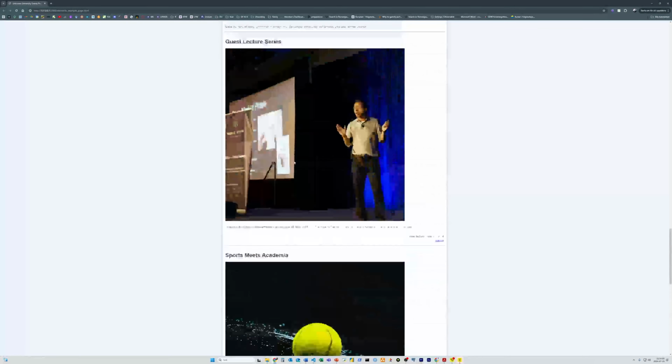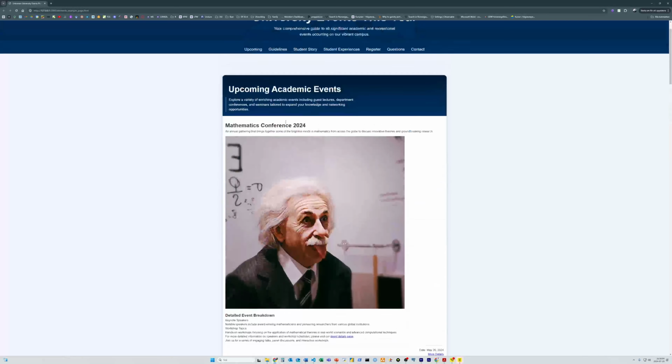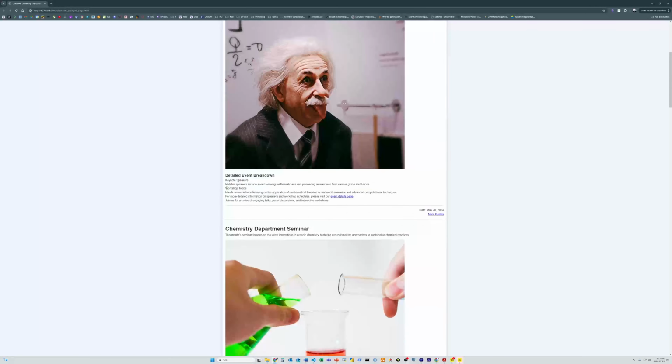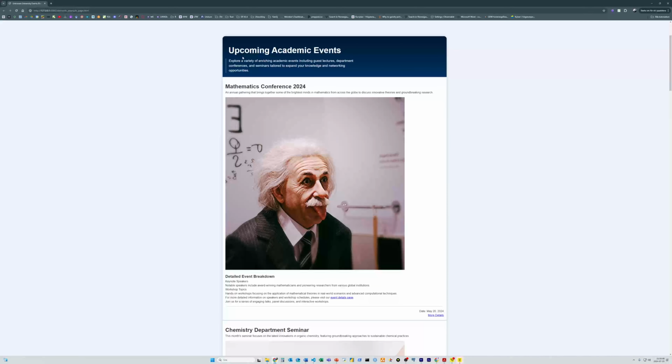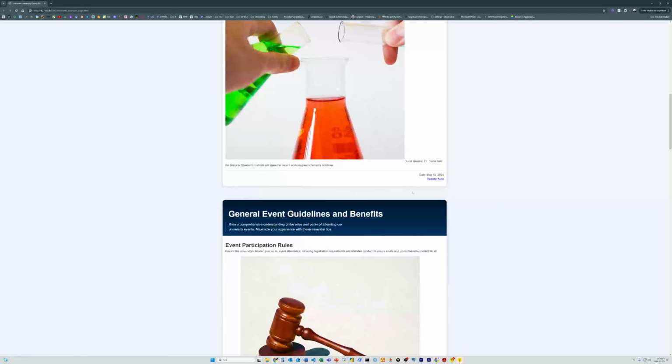And if you walk over all of this and understand the semantics, and you can follow it around and ask yourself questions, why are these two together? Oh yeah, okay. So these are upcoming academic events, mathematics conference and chemistry department seminars. So that is why there's a finished here, because there are no upcoming academic events out here. So the next one is something else. It's like general event and guidelines and benefits.